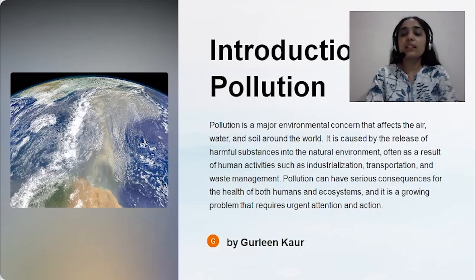Pollution can have serious consequences for the health of both humans and ecosystems, and it is a growing problem that requires urgent attention and action. As we already know, pollution can be very disastrous, very harmful for everyone, for society, for humans, for ecosystems, for the atmosphere. It is disastrous, so problems related to pollution should be controllable.